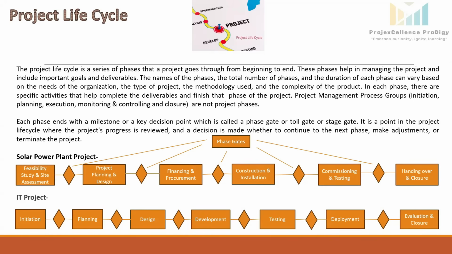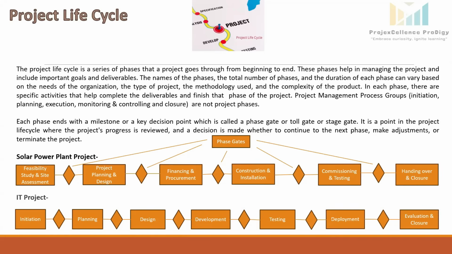Process groups are iterative and repeat in each phase, especially in large and complex projects. For example, taking the same construction project example, like we just talked about the concept phase, design phase, construction phase. So in the concept phase itself, there will be initiation, planning, execution, monitoring and controlling, closure.